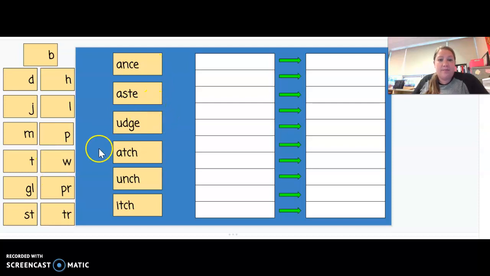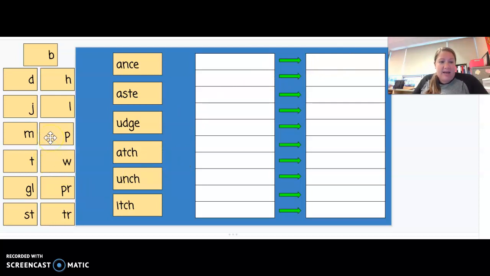Now, you have two different columns here. What you will do is click and drag these letters to these patterns and create words. You will type that word in this column, and in this column you're going to find a word that has the same or matching pattern. So I'm going to do one for you so you understand.